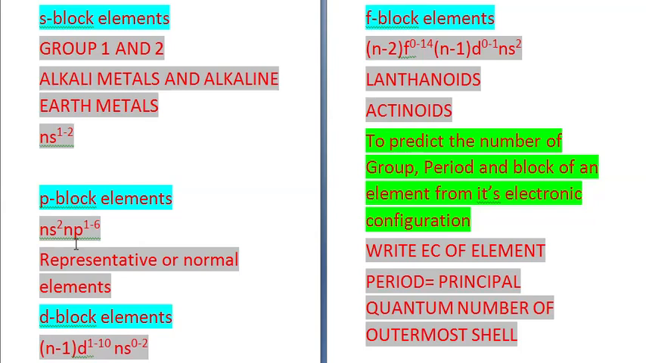Together, elements of s and p block are called representative or normal elements. If you look at the general characteristics, s block elements are soft metals with low melting and boiling points and low ionization energy. They are very reactive. They are highly electropositive metals. They show oxidation states +1 and +2. The cations of these elements are colorless and diamagnetic. They form ionic compounds and are good reducing agents.